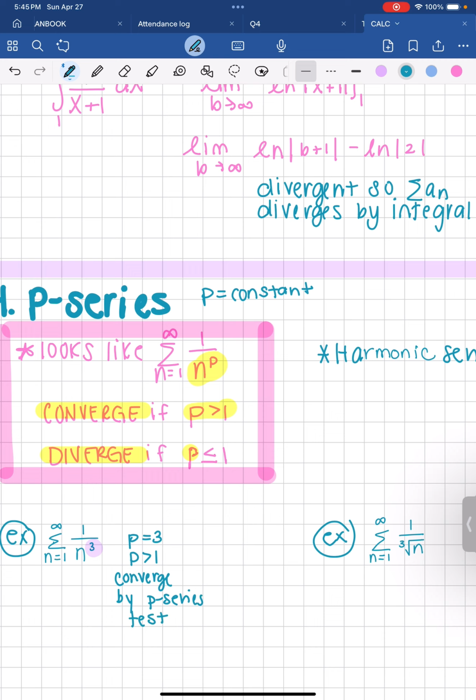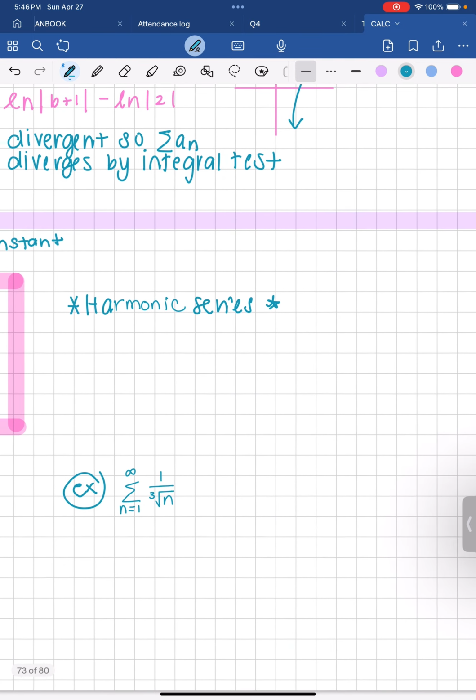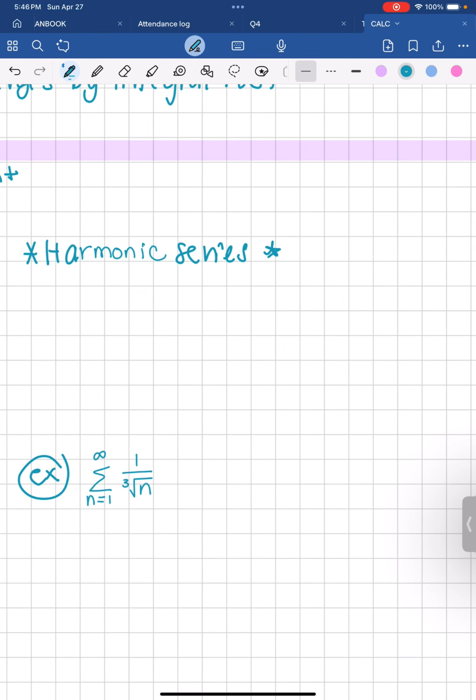Okay, I think they're very easy to spot. Look at this next example. So maybe at first glance you're like, how is that P series? Well, because you can turn this into a fractional exponent. So we're going to have n equals 1 to infinity, 1 over n to the power of 1/3. So P is 1/3, which we know is going to be less than or equal to 1. So we are going to diverge by P series.